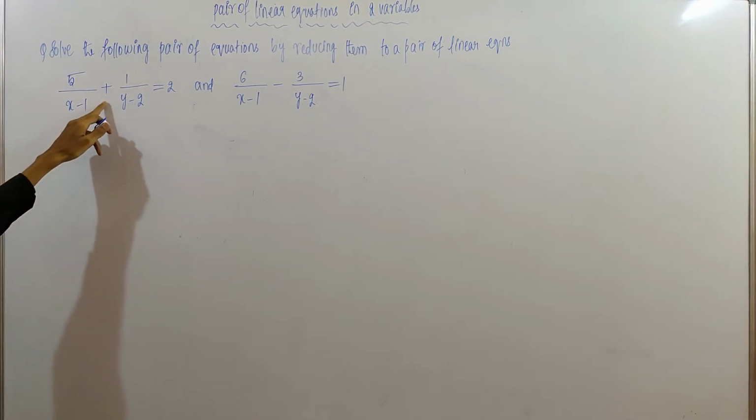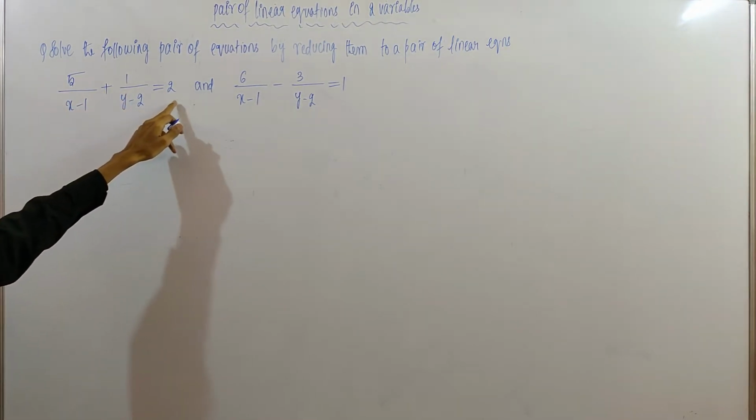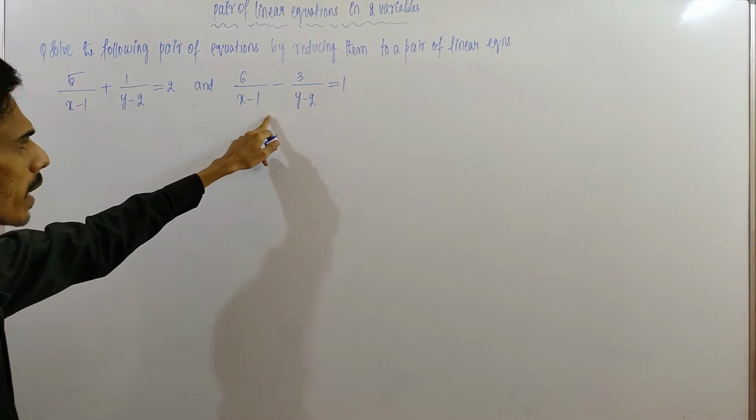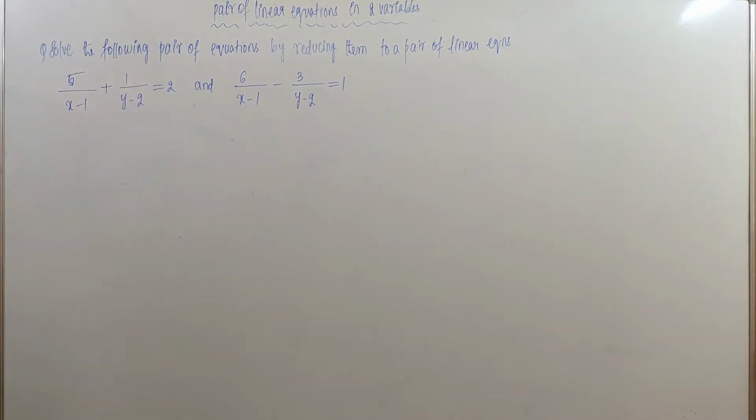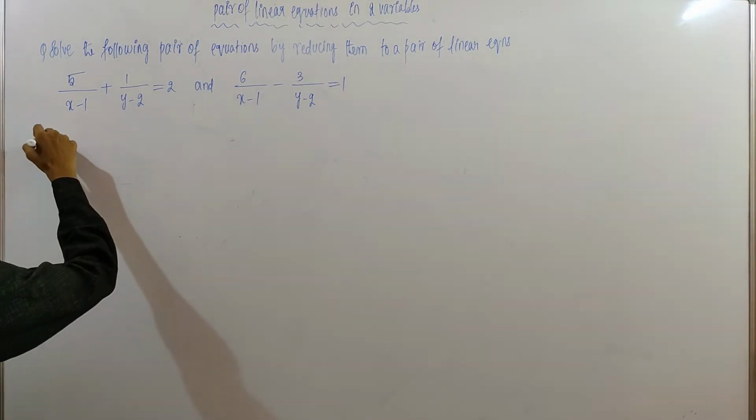5 by x minus 1 plus 1 by y minus 2 equal to 2, and 6 divided by x minus 1 minus 3 divided by y minus 2 equal to 1. Two equations are given. Now start solving this.